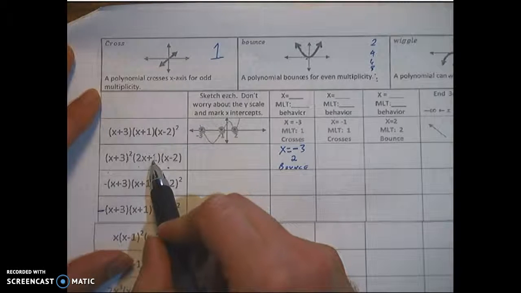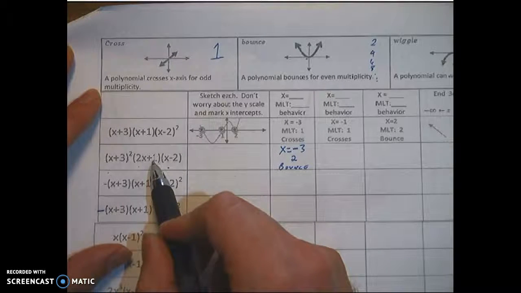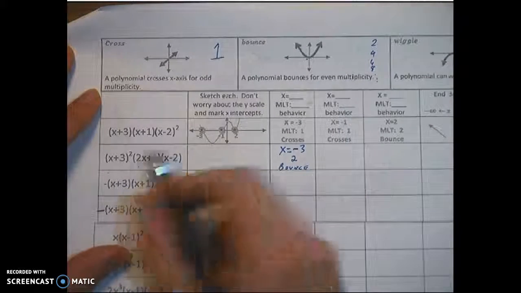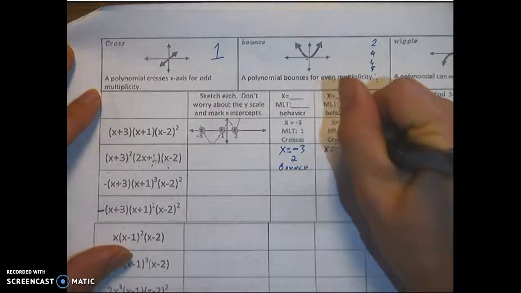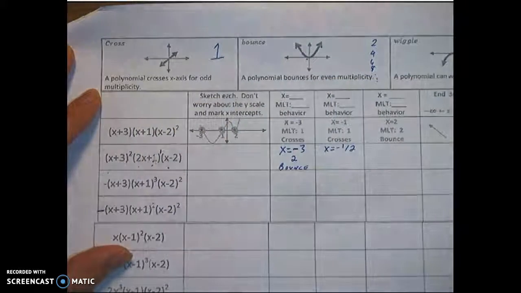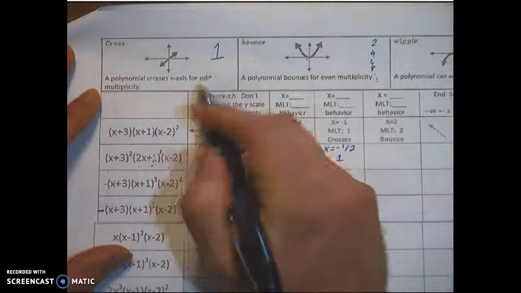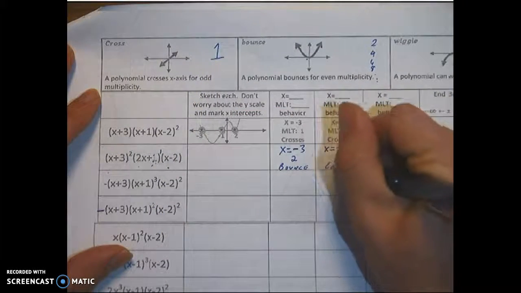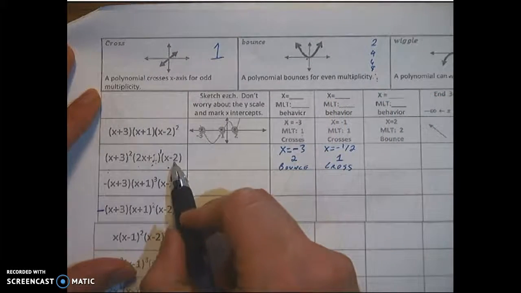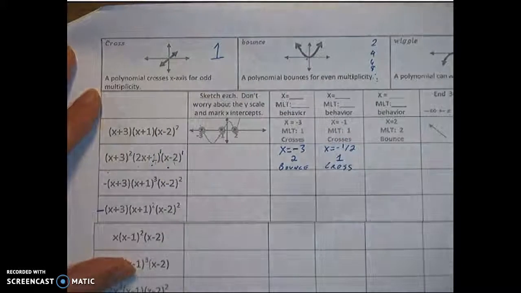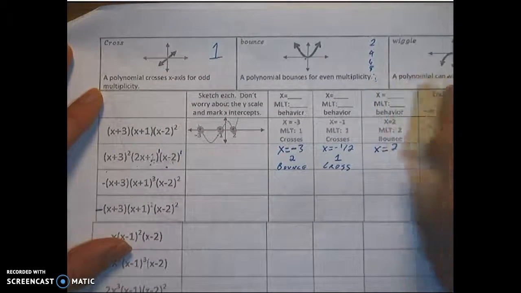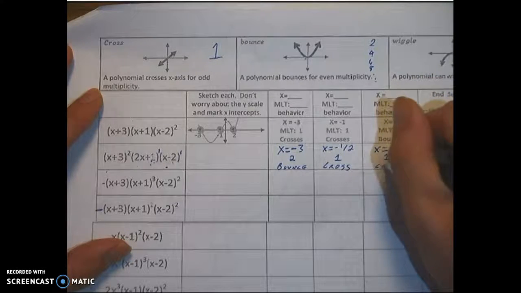2x + 1, if I was to set that equal to 0, this factor, I'd end up with, let's see, I subtract 1, divided by 2, that's x equals negative 1/2. And the exponent on that is 1, so the multiplicity is 1, which means it's going to cross at x equals negative 1/2. The last one, (x - 2) to the first power. Set that equal to 0, and you've got x equals 2 with a multiplicity of 1, which means it's going to cross.